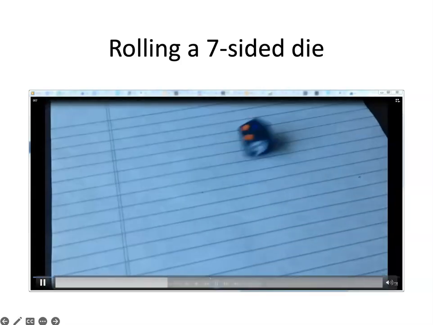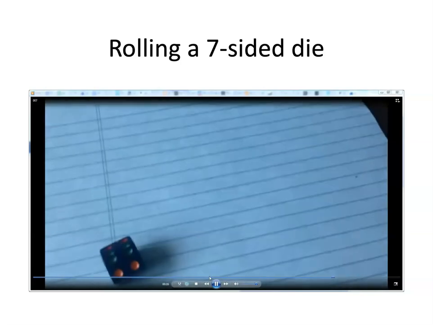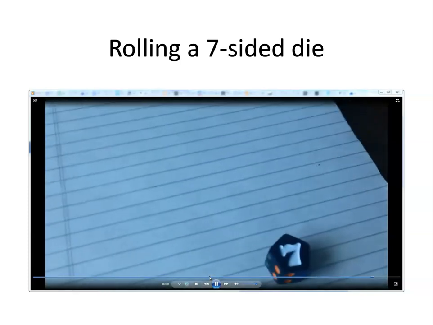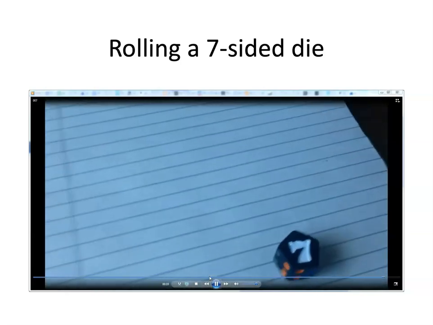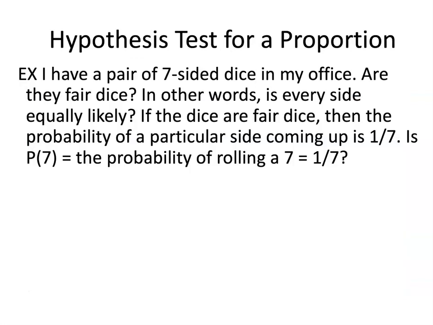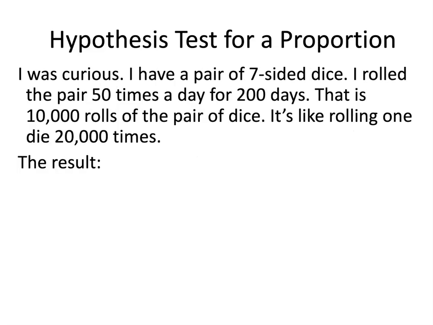That's not a 7. That's not a 7. That's not a 7. Oh, there it is. I rolled a 7. So again, is the probability of rolling a 7 equal to 1/7?